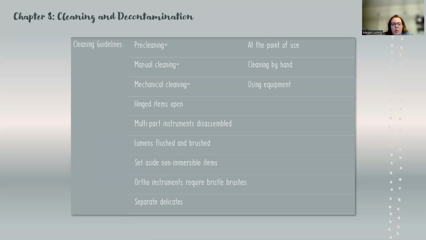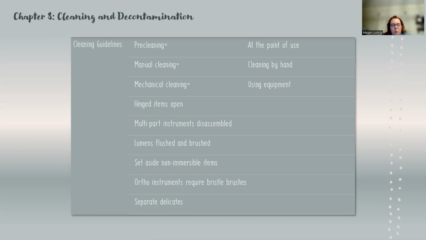There might be a lot of leftover buildup, debris or something. Set aside non-immersible items. So you're going to get things back that are a little more delicate or maybe have video parts to it, scopes, that type of thing that have to be set aside. You can't just put that in a sink and immerse it in fluid or water. It would ruin it. So set those aside so it doesn't accidentally get put in the fluid.